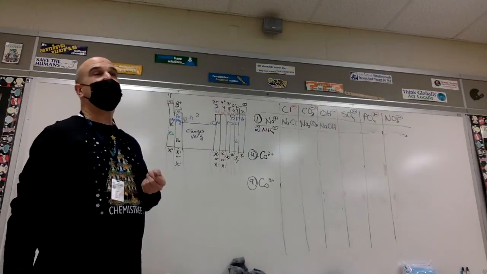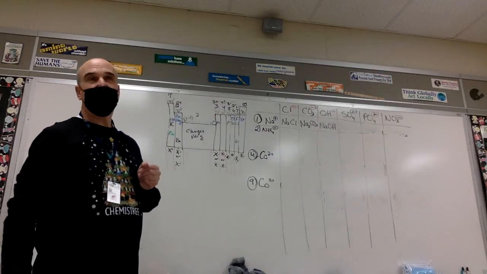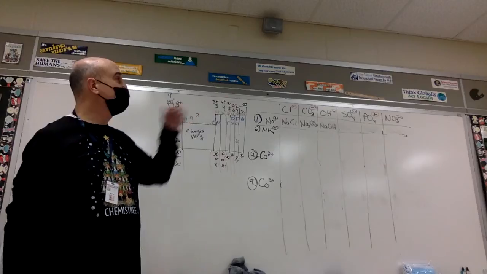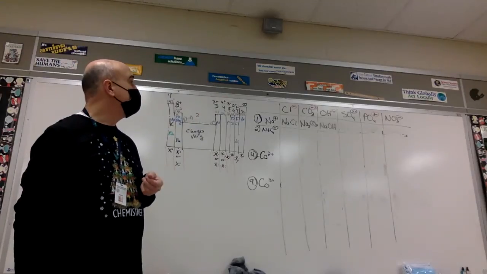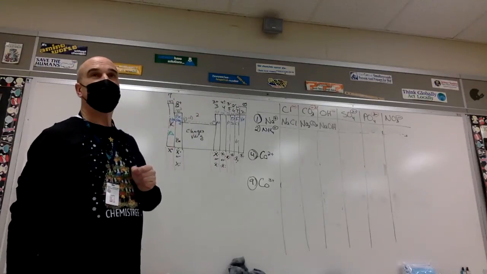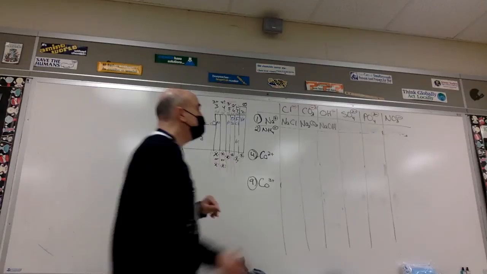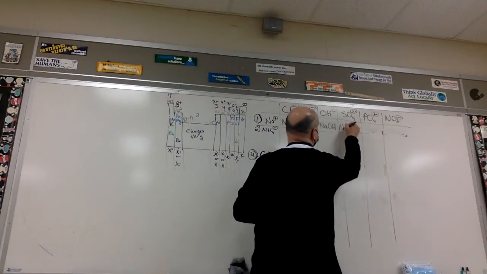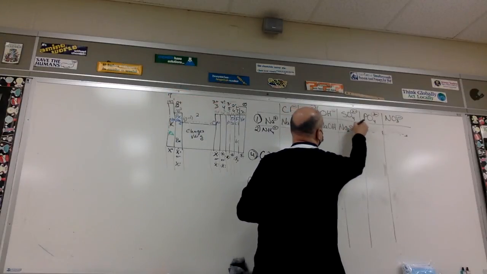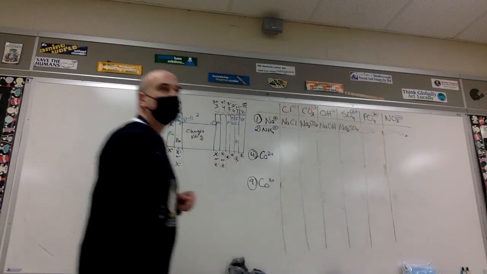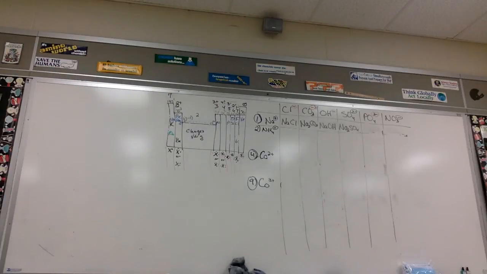SO4 is sulfate. It's another one of our polyatomic ions. That has a -2 charge. Okay, so how many of the sodiums do I need to cancel that out? 2. Na2SO4. I need 2 of the sodiums, 1 of the SO4s.